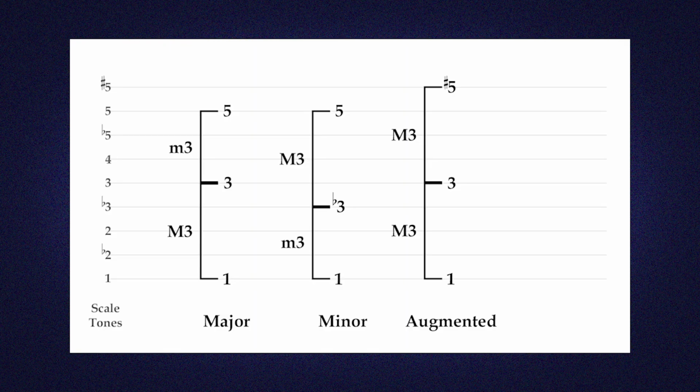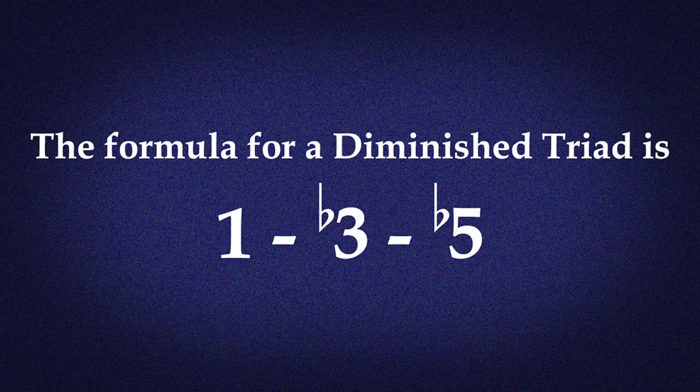In order to create the fourth and final combination of intervals, we need to lower the second interval of the minor triad by 1 half step. This is easily accomplished by lowering the perfect fifth to a diminished fifth. Because this triad uses a diminished fifth, it is called a diminished triad. Its formula is 1, flat 3, flat 5.